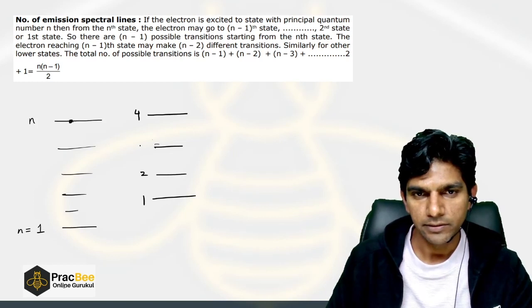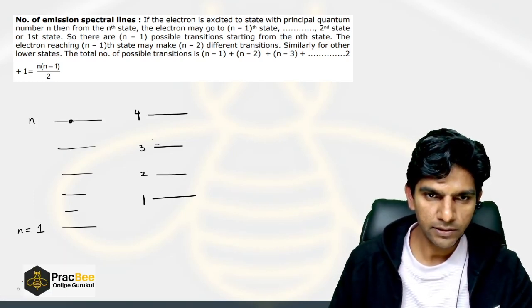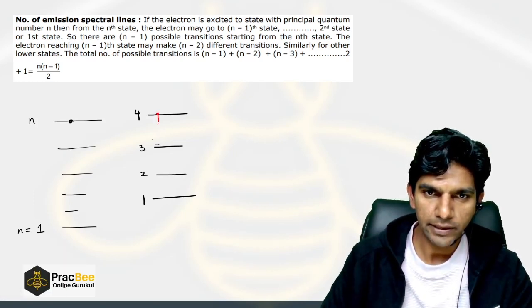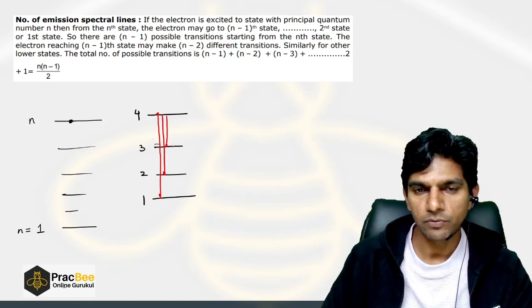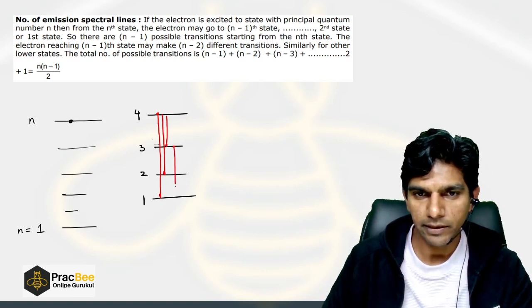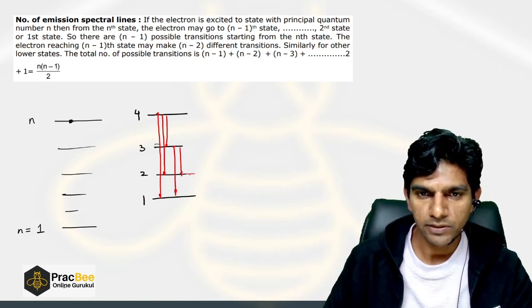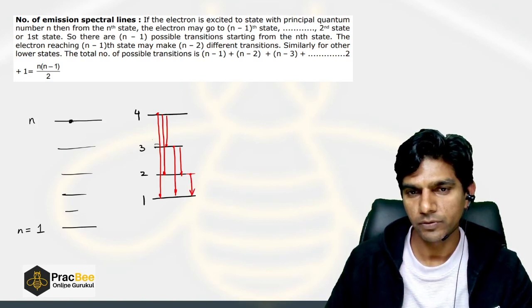So this is second, this is third. So if the electron is in the 4th level, then the electron can directly go to the 1st level, or the electron can go to the second or to the third. Suppose the electron is in the third level, it can directly go to the first level or it can go to the second level. So if the electron is in the second level, it has only one transition, that will be to the ground state.